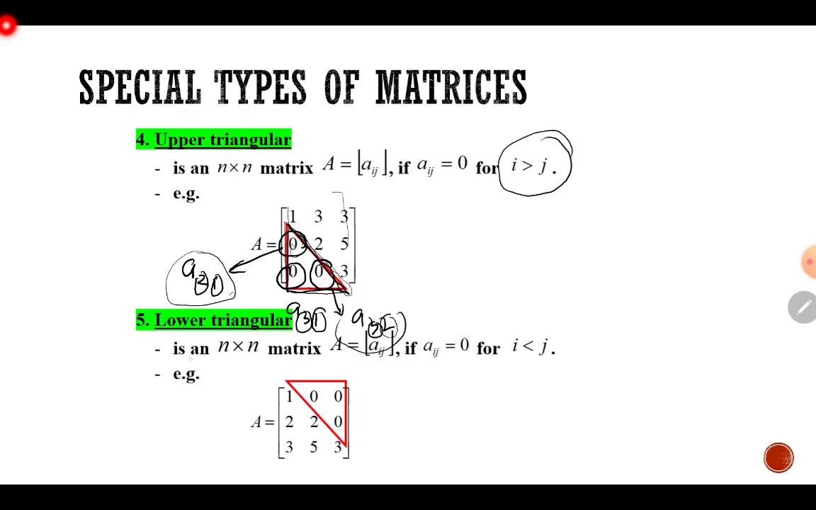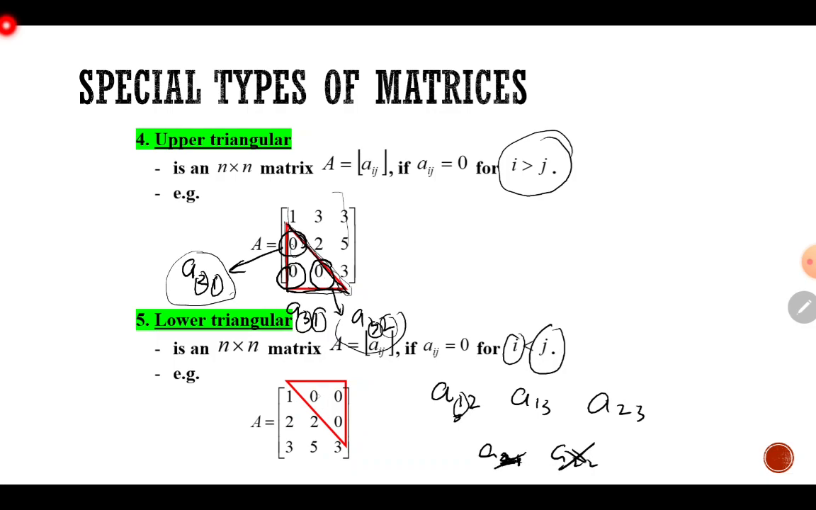Whereas for the lower triangular, kalau I is less than J, I less than J maknanya A12, A13, A23. Nampak tak? 1 kurang daripada 2. Tapi kalau you kata A21, A22, salah lah. Sebab yang ni kan row lagi besar daripada kolom. Yang ni sama tak kira.